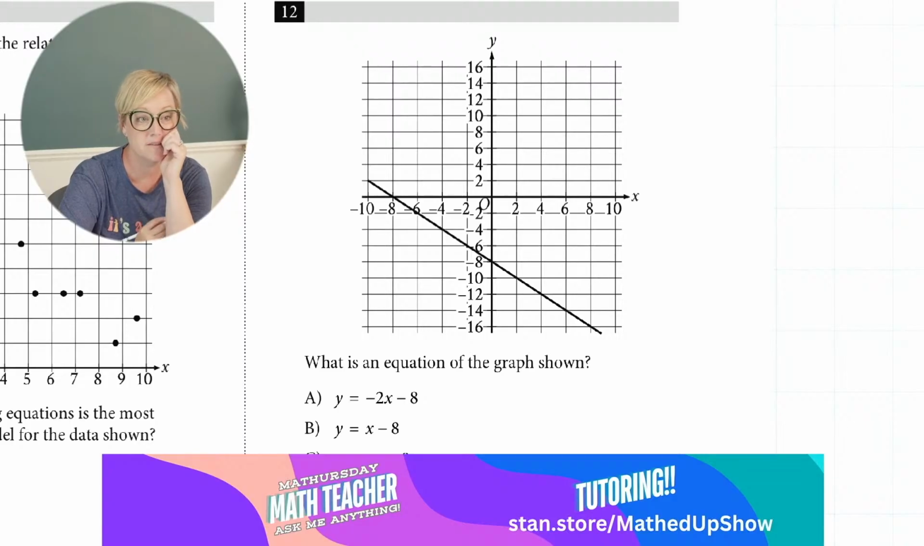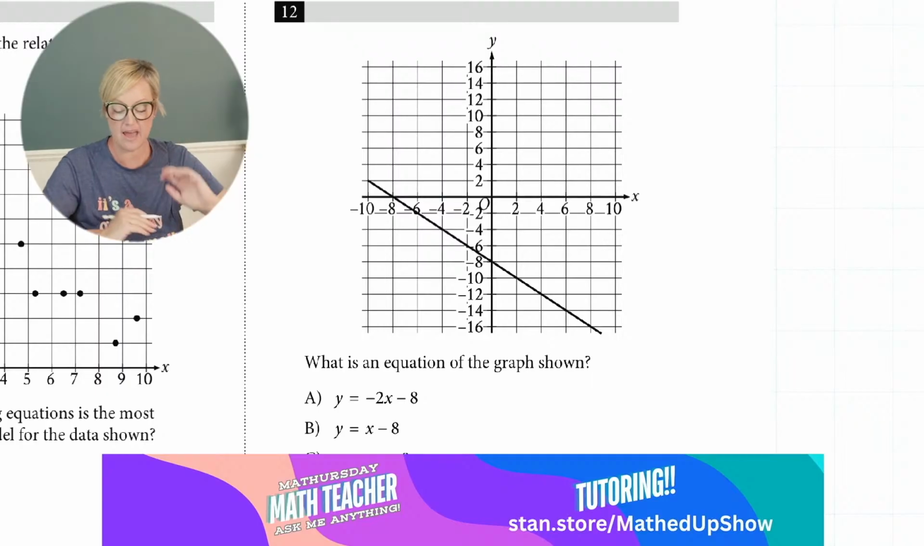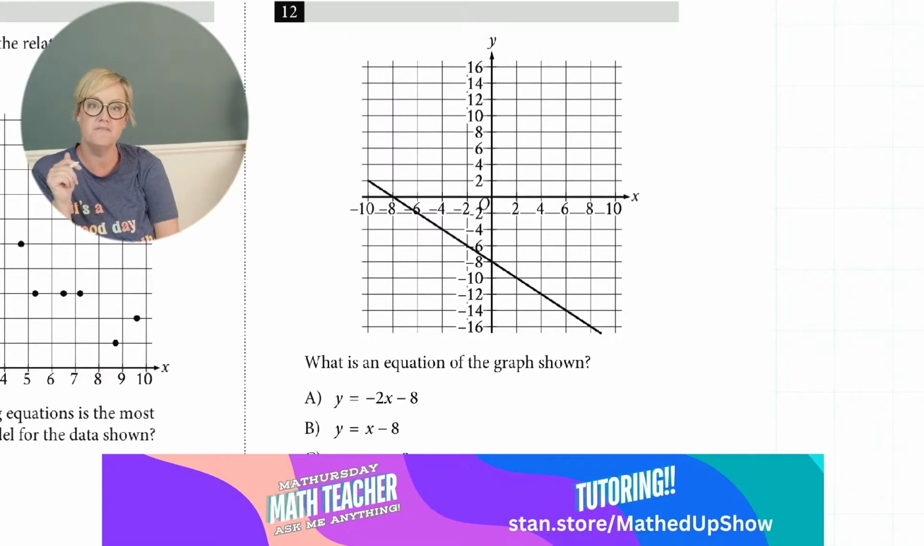So this is directly from an SAT test, guys. A lot of the SAT is going to be pre-algebra and algebra 1 concepts. There's a lot of things on here that are really straightforward and things that the majority of high schoolers will know and will have seen so many times.